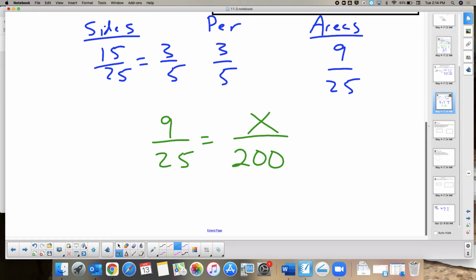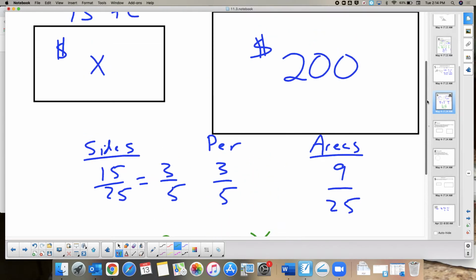Once again, we'll cross multiply. 200 times 9, we get 1,800. 25 times x is 25x. Divide both sides by 25, we get x to equal $72. So there is the price of our shorter roll.